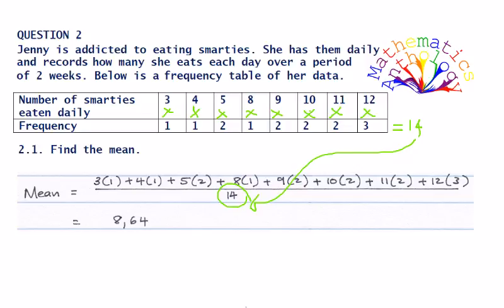The mean is calculated as follows when you have a frequency table. Usually when you just have the values themselves, that's ungrouped data, you just add them all up and divide by how many there are to get the mean. But here in a frequency table, you need to actually multiply the frequency by the number of Smarties eaten daily in this case. So your mean here will be 3 times 1 plus 4 times 1 plus 5 times 2 and so on, up to 12 times 3, and that is all over the total for your frequency. Add all your frequency values up, you'll get 14. So put all of that on your calculator and you'll get your mean to equal 8,64.